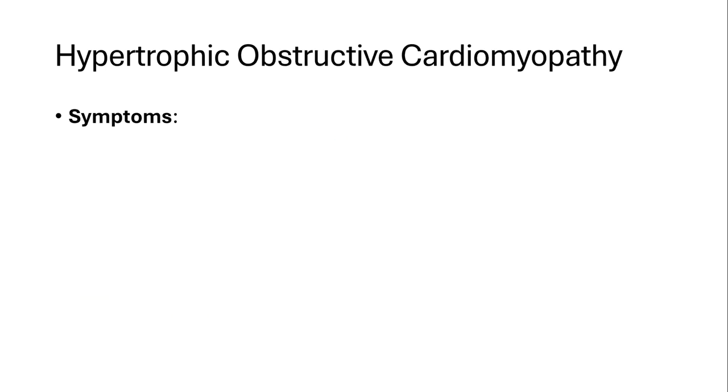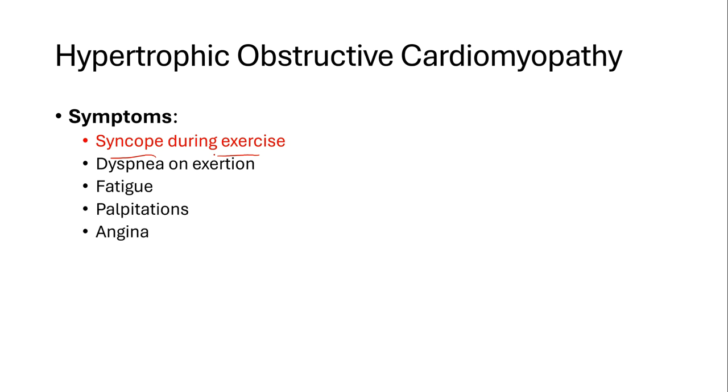So what exactly are the symptoms that we see with hypertrophic cardiomyopathy? Well, typically in these younger individuals with this genetic predisposition, we can see syncope during exercise. That is your typical presentation, which I'm sure many of you have seen before in test questions. You'll also sometimes get dyspnea on exertion or other vague complaints such as fatigue, palpitations, or even angina.